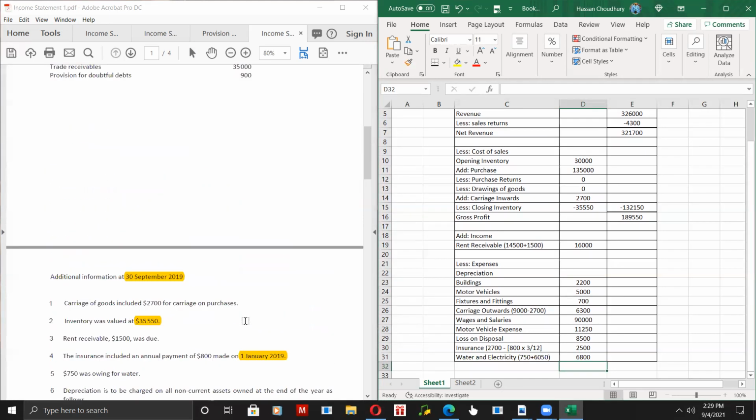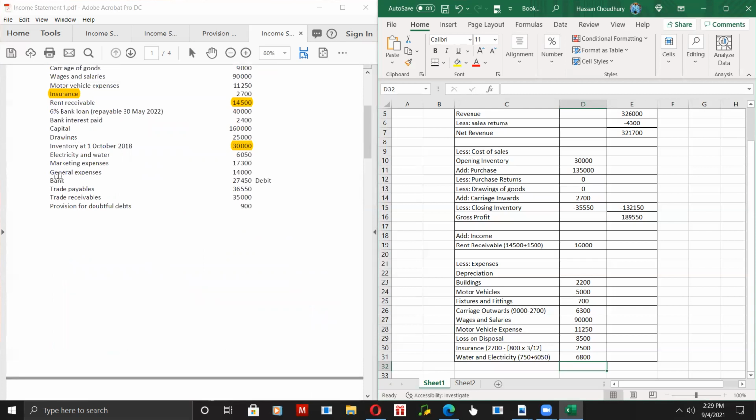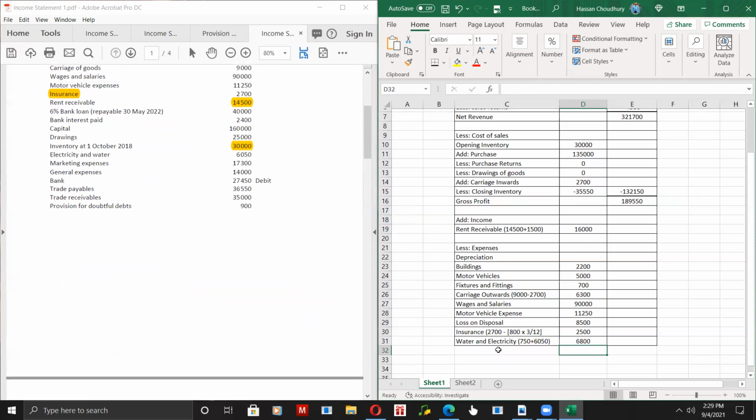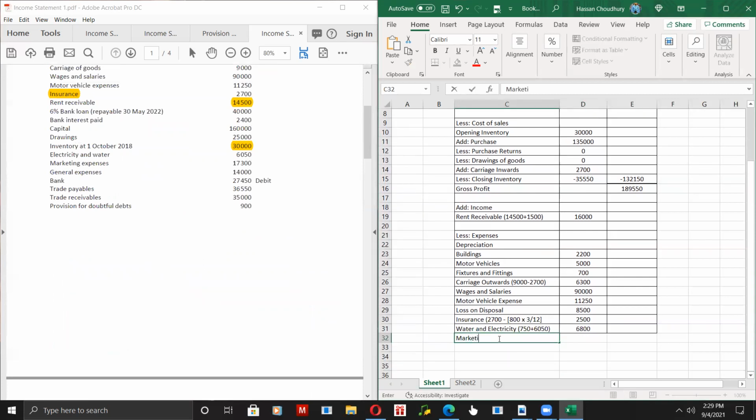And I think we're almost done. We've got a few more. Marketing expense, 17,300. General expenses, 14,000. And we've got our provision for doubtful debt.